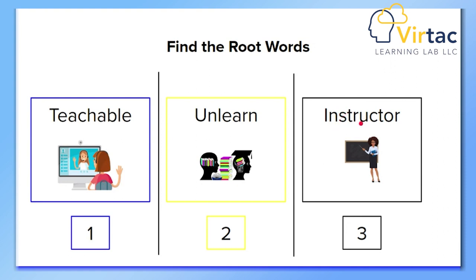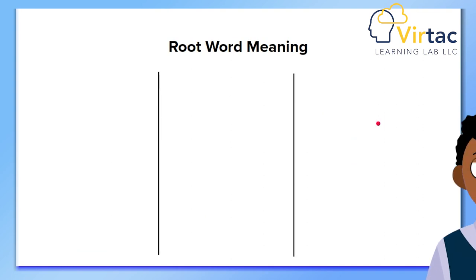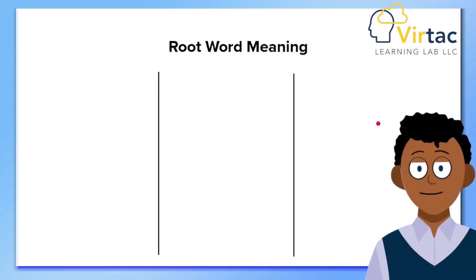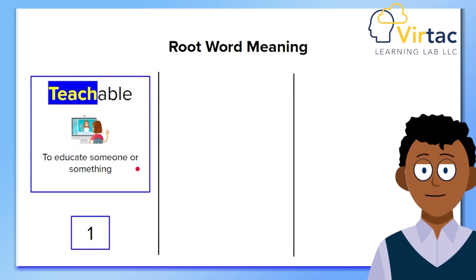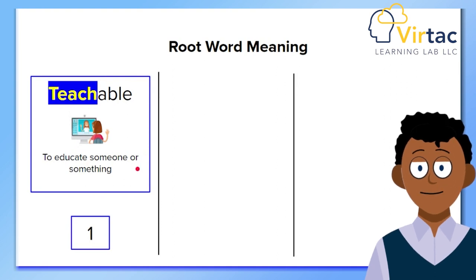Now let's look at the root word meaning. Teachable. The root word teach means to educate someone or something, kind of like what I'm doing now for you. Unlearn, but in this case, just the root word learn means to receive new information or skills. If you're unlearning, that means that you're losing new information or skills.